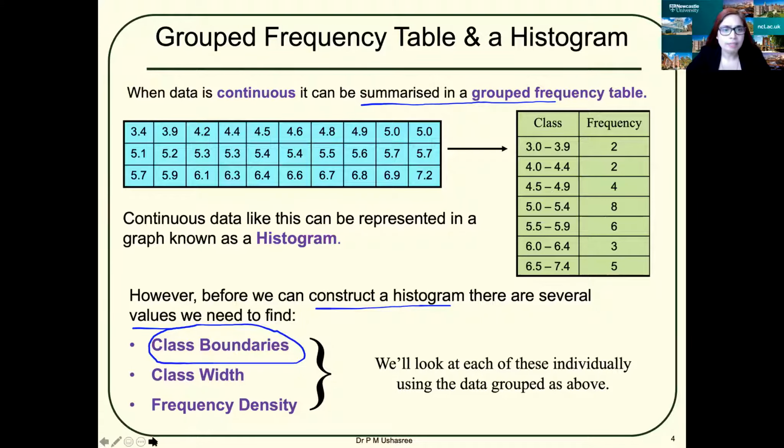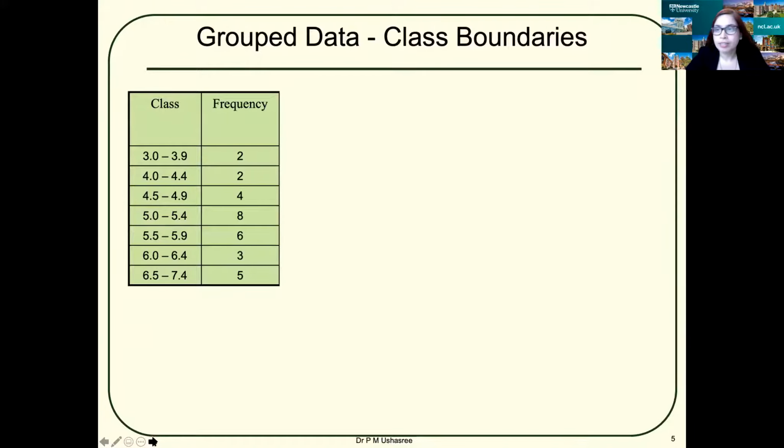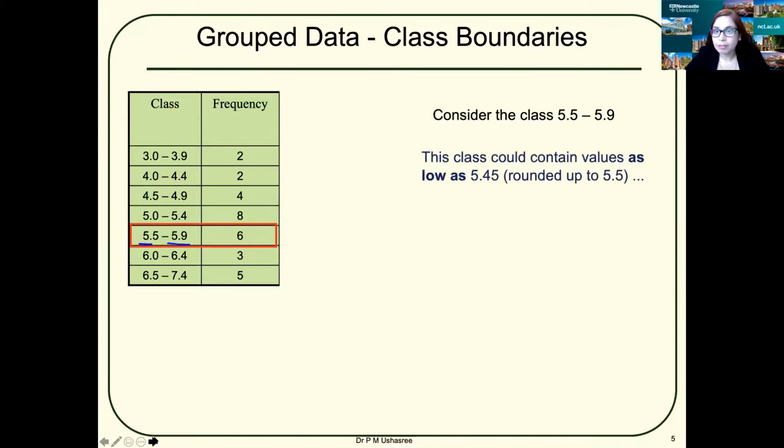So we have our grouped frequency table here. We're going to stick to the same example, the cholesterol level of 30 adults. Now let's consider one of these classes, 5.5 to 5.9. How many adults have a cholesterol level between 5.5 and 5.9? It is 6. There are 6 adults who have a cholesterol level between 5.5 and 5.9. That's what you understand from the table.